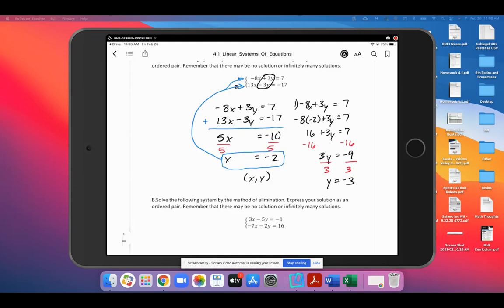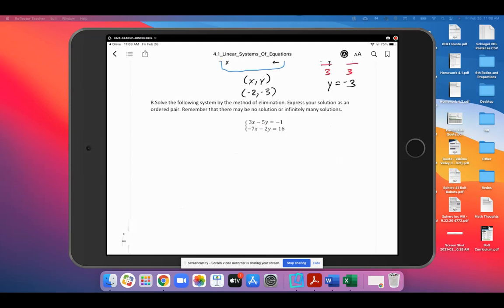So as far as my solution to the system goes, folks, my x value is negative 2. My y value is negative 3. Those two lines would cross at the point negative 2, negative 3, if I was to graph them. I'm going to pause here for a moment and give you the opportunity to take notes and then move on.